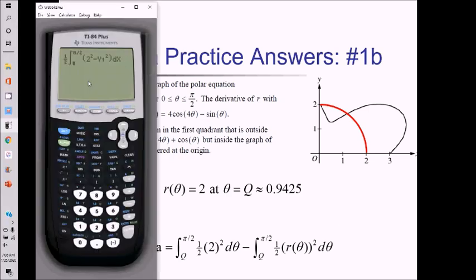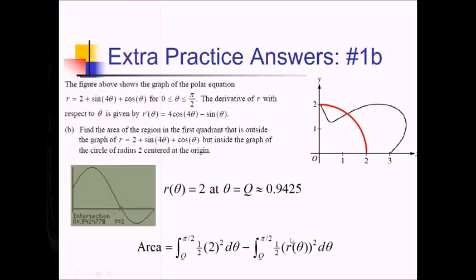So here's what I did on my calculator. I had 1/2 integral Q to pi over 2, and then just the non-1/2 things inside being subtracted because we have the same limits of integration, so we're allowed to do this with our integral rules. I stored r of theta as y1. We're squaring that. Here we go. That comes out to about 0.456.